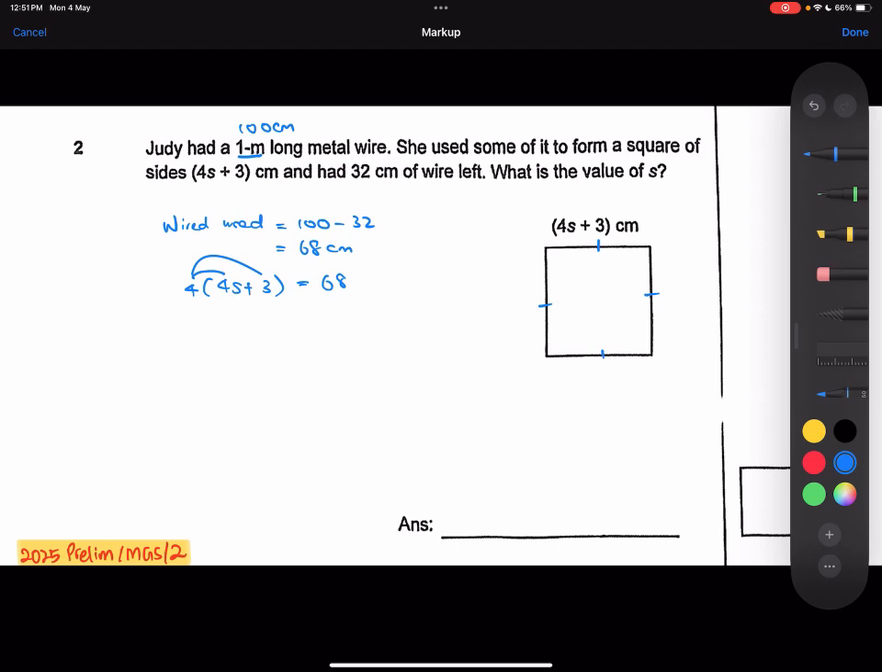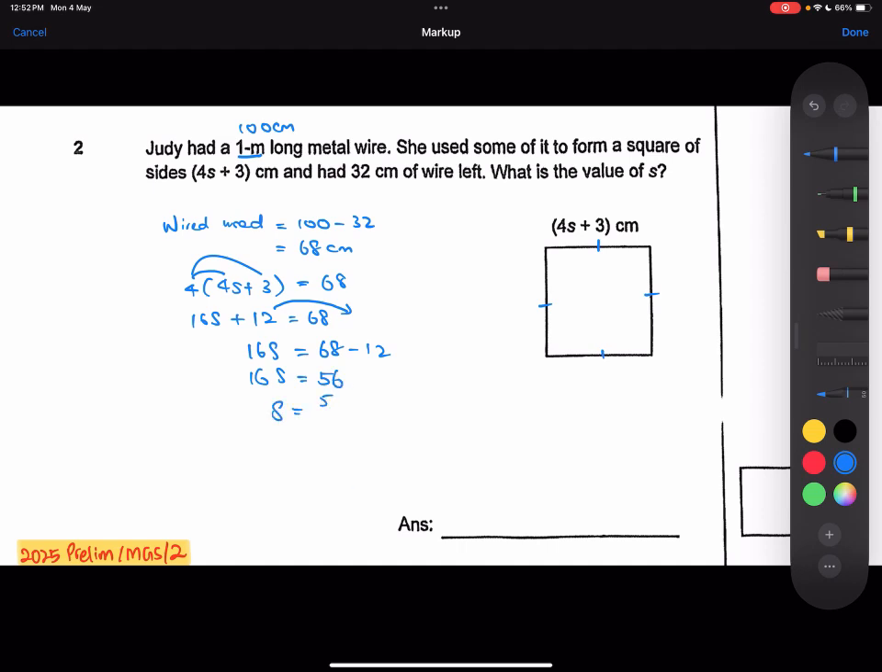So 4 times 4s, that will give us 16s. 4 times 3, 12, equals to 68. Alright, now let's keep the 16s on the left side. Alright, I want to bring 12 over the equal sign. So from positive, once you move across the equal sign, it becomes negative. So you have 68 minus 12. Alright, so 16s will give us 56.